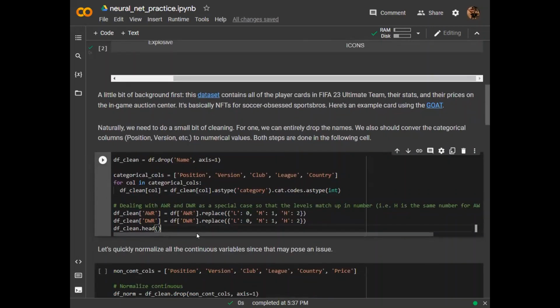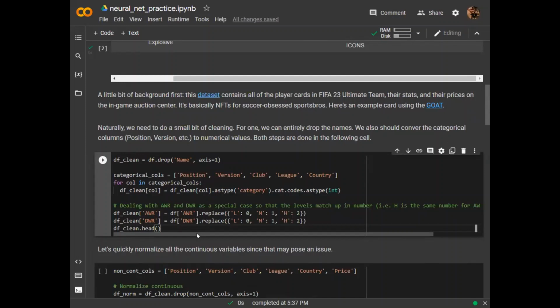This little for loop right here is going to take all of the columns with these headers and essentially convert them into categorical. Specifically, it typecasts them into the categorical type according to pandas, and then converts them to the numbers that are associated with each category, and then turns it back into an integer. That's what that line of code means.